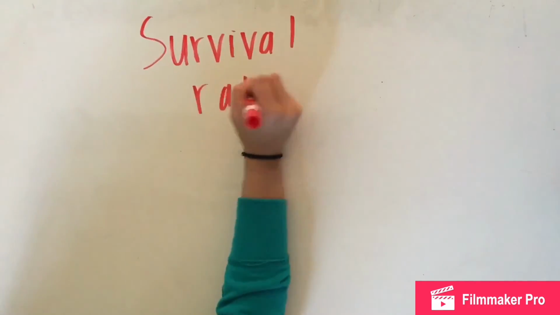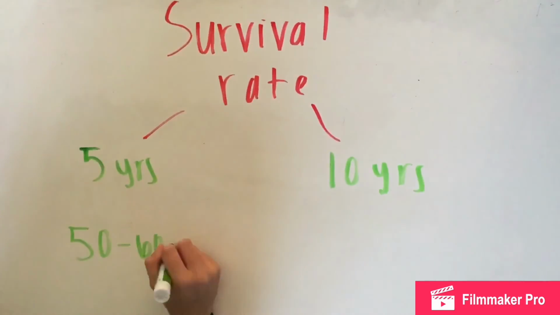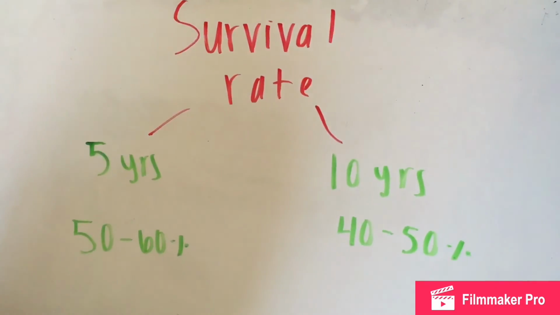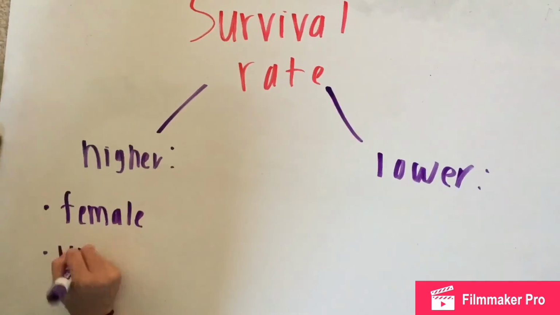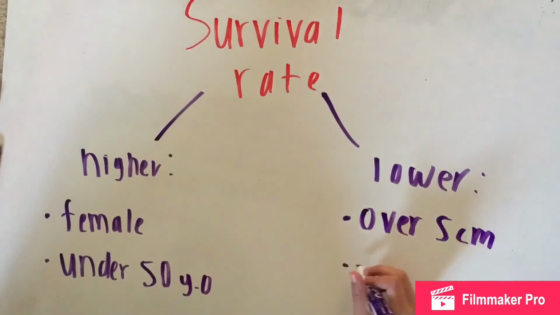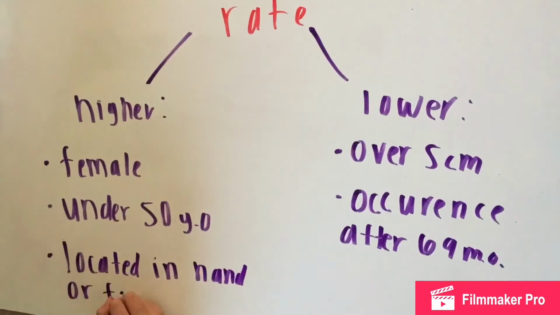For the prognosis, we have survival rates of 50 to 60% at 5 years, 40 to 50% at 10 years, and it is higher if you are a female, younger than 50 years old, and when the cancer is located on your hand or foot. It happens to be lower if the tumor is larger than 5 centimeters and also if a recurrence happens after 69 months.